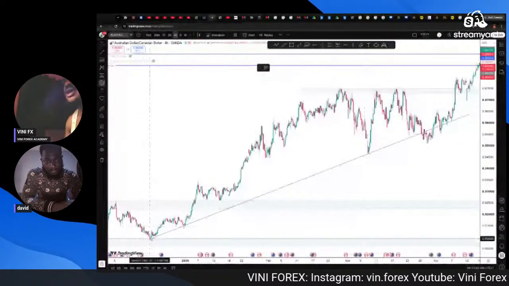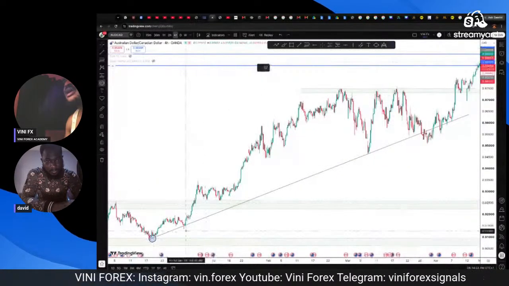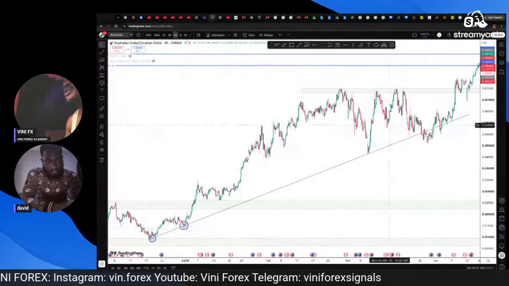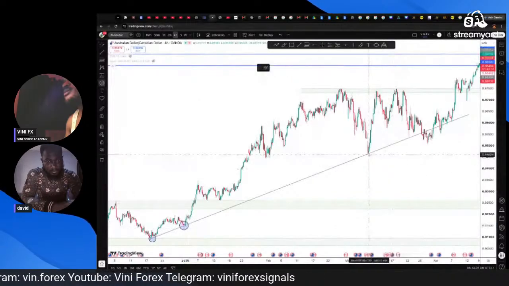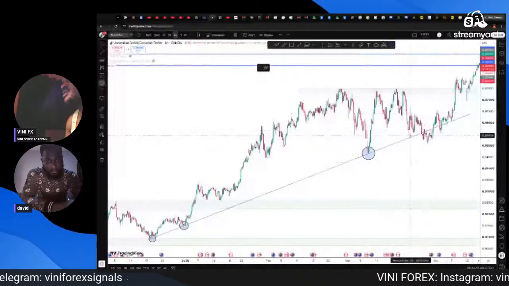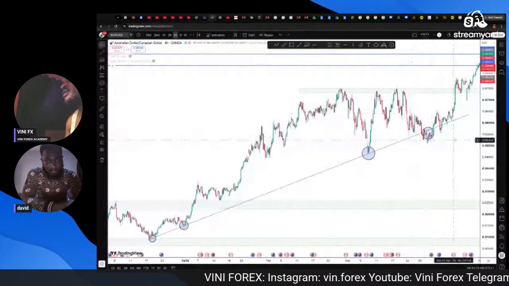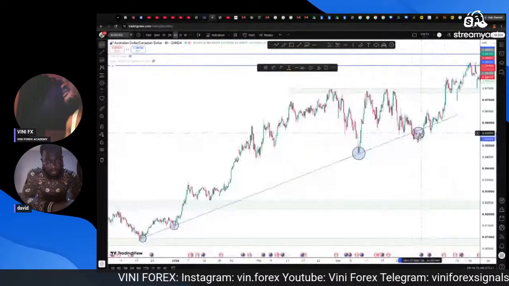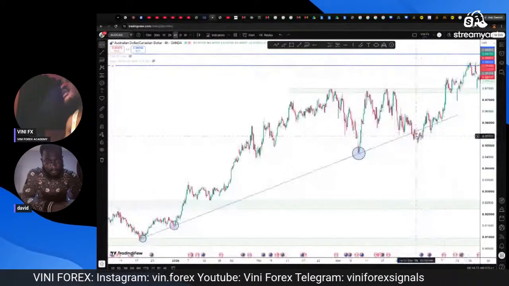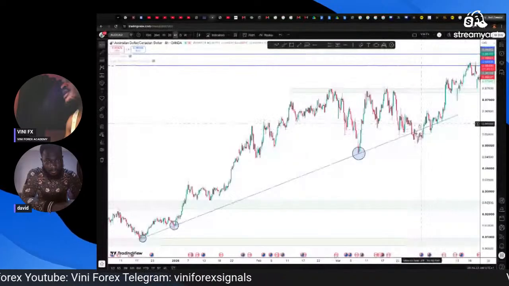It touched here, one. It's not always perfect like you look at it or as you want it to be. This is two, this is three, and this place is four. This point is four. You see it? So you can see that at this point, the price did not just kiss the trend line to continue buying. It played around the trend line.